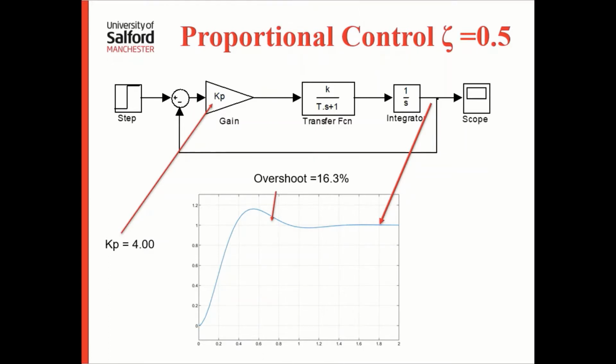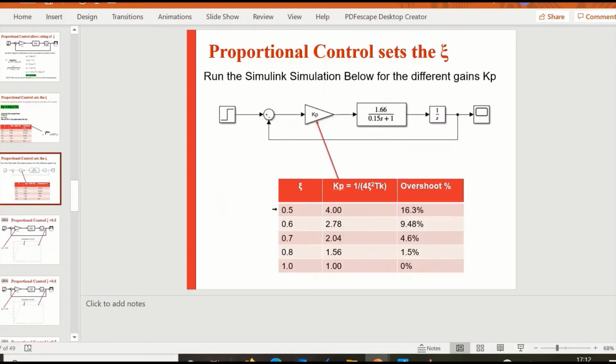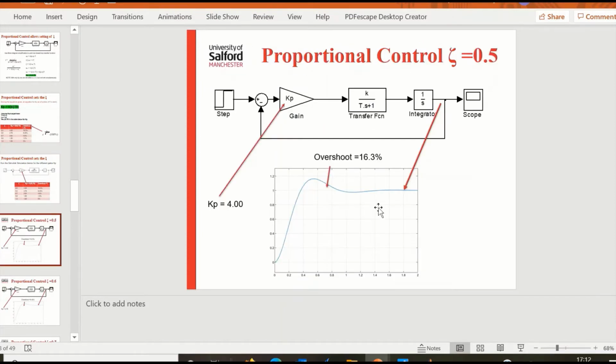So let's see if I can do this now. Seem to have lost control over my screen. So that's right. So here we go now with that proportional control damping ratio of 0.5. We've got from the previous calculations that for damping ratio of 0.5, a gain P of 4 should give me a 16.3% overshoot. So let's see how we're going to do this now.